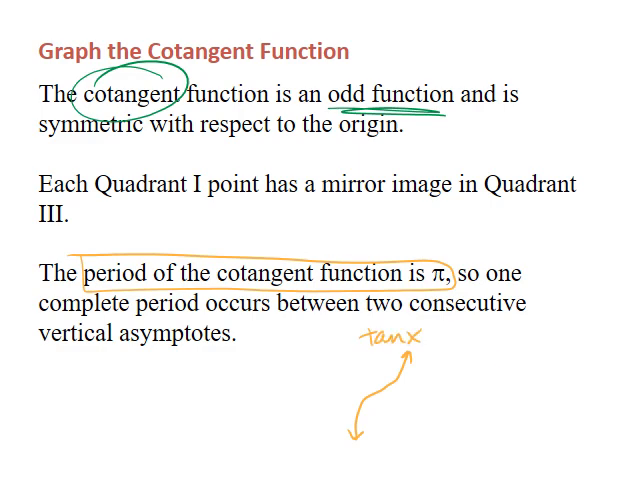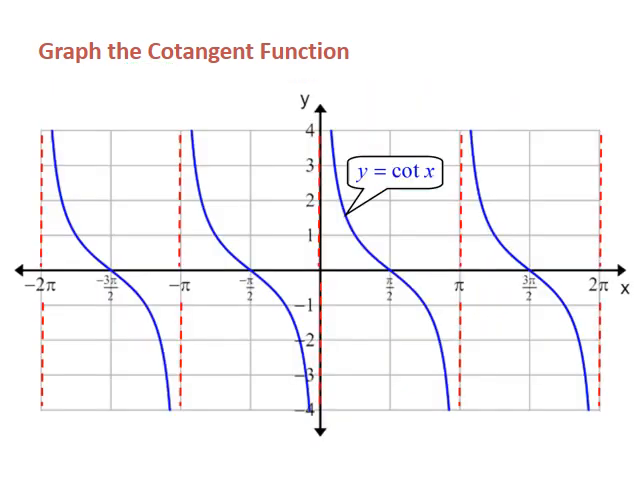Cotangent is just the opposite direction. So here's the graph. And again, your reminder, cotangent of x is cosine of x over sine of x. So whenever sine of x is equal to 0, you will have asymptotes, and that's why there are asymptotes at multiples of pi.